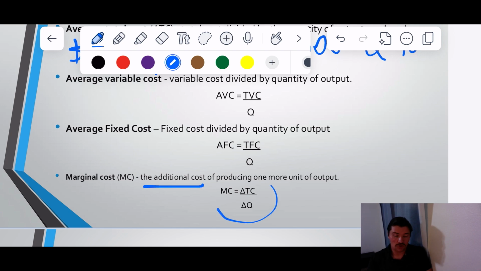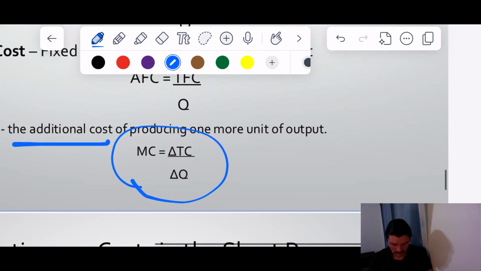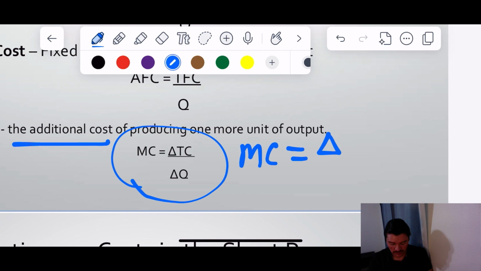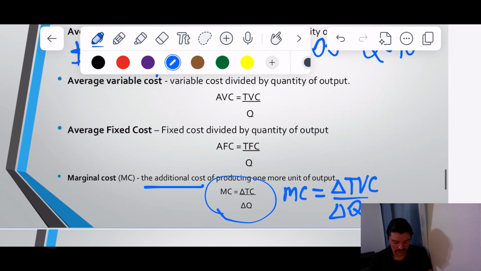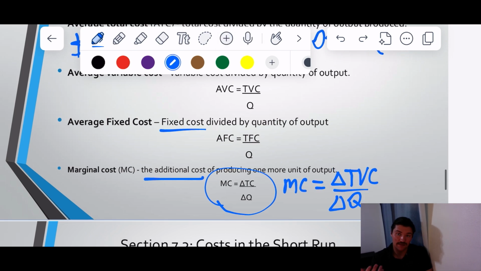So we're looking at the change in the total cost because we changed the quantity. Another thing about marginal cost is you can also look at the change in the total variable cost when you change your quantity. That's also a possibility. The reason this works is because the total fixed cost doesn't change, right? So the only reason your cost is changing is because the variable cost is changing. So we can look at either one to find the marginal cost. Okay, so let's get some practice with these.